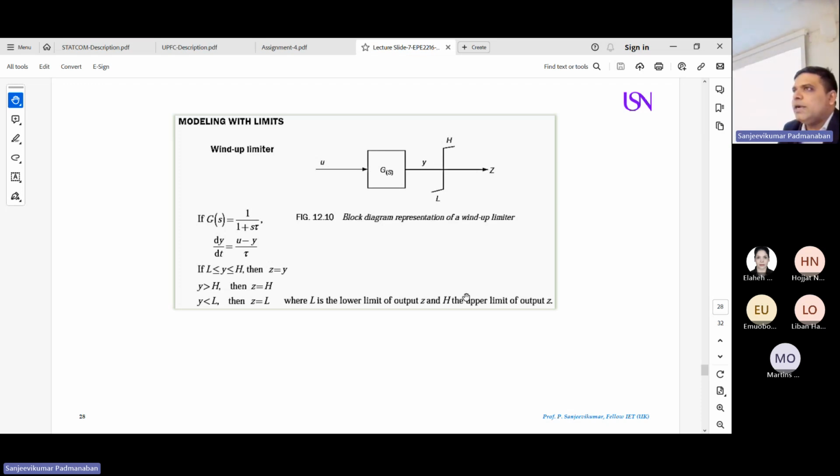In order to avoid that, we use a terminology called anti-wind-up action. So this is called a wind-up limiter. In order to avoid saturation, we use an anti-wind-up action. For that, how to model? You have any system with feedback of your integrator. You take it, give it to a gain module, and you fix a limit L and H. Then within the controller, within the integrator, you fix these values.